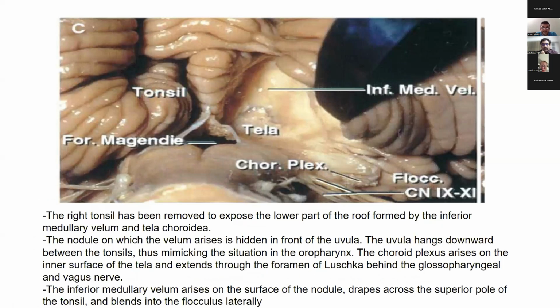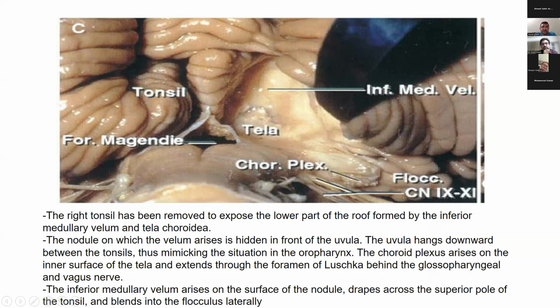So this is the normal anatomy that we have seen. We have retracted the tonsil. I think everyone can appreciate that this is the retractor. The right tonsil has been retracted to expose the lower part of the roof of the fourth ventricle. And you can see the same structures: tela choroidea, inferior medullary velum, and this is the junction between the two.